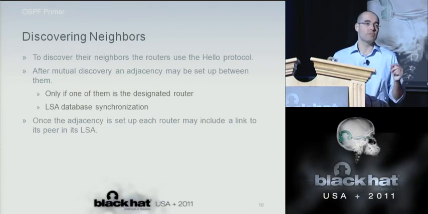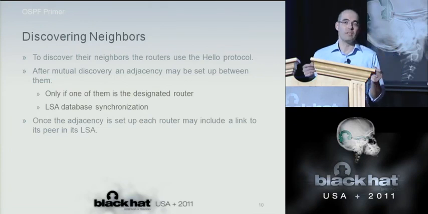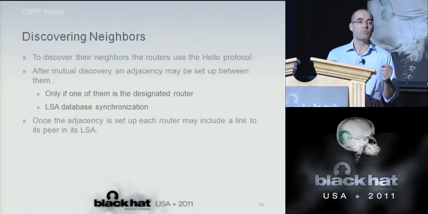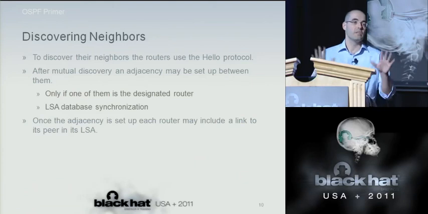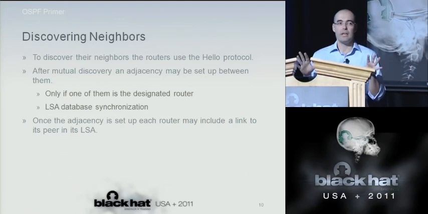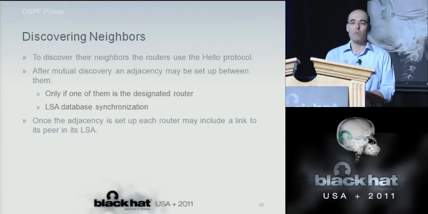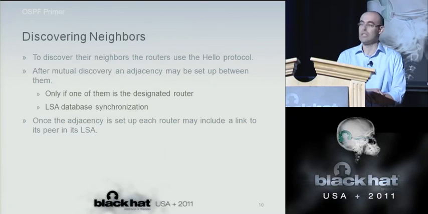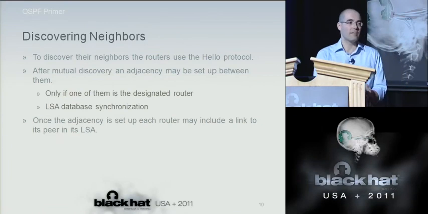Now, two neighboring routers, which have now discovered each other, possibly can now set up an adjacency between them. The purpose of an adjacency is to make sure that the two routers have the exact same copies of their LSA DBs. Now, not every two neighboring routers set up this adjacency, only if one of them is a designated router or if they are connected over a point-to-point link. And after they've set up an adjacency, they can now include in their LSA a link to the other router.